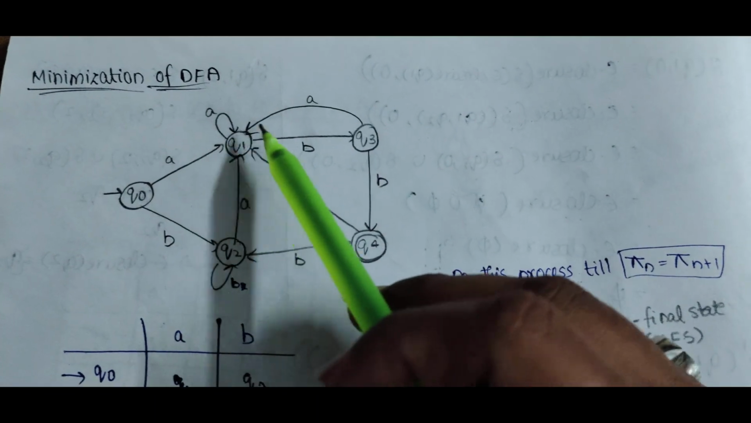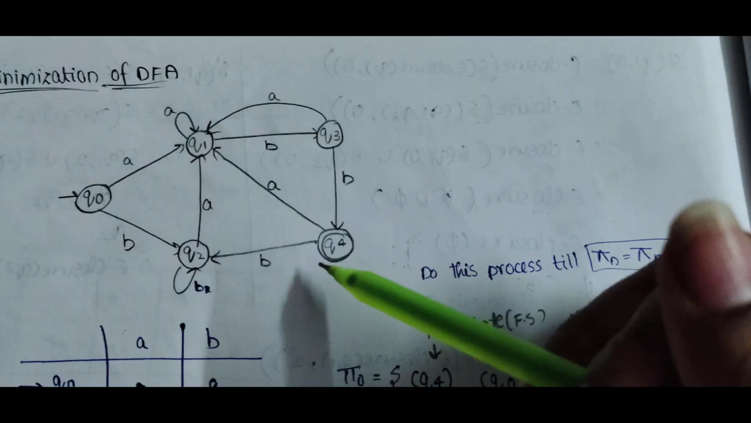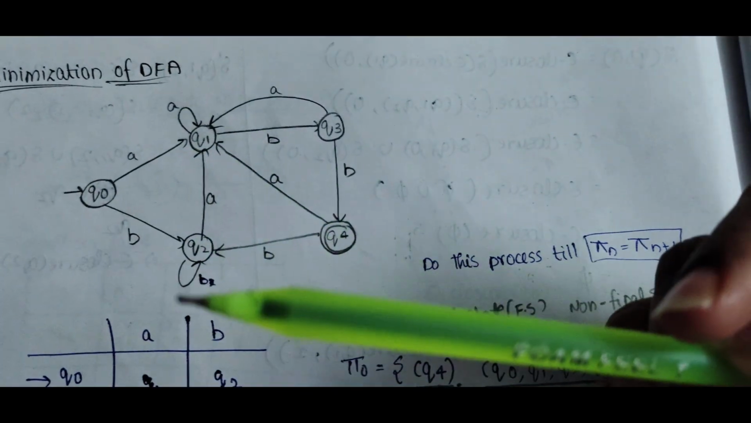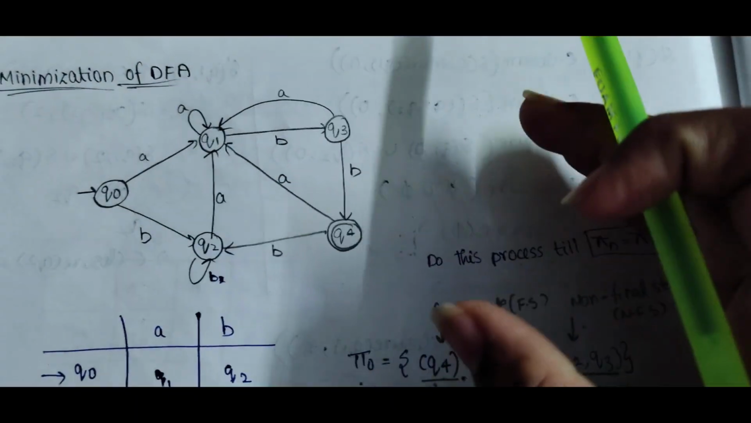Let us discuss the minimization of DFA. Here Q0, Q1, Q2, Q3, Q4 are the states. Q4 is the final state and Q1 is the initial state. A and B are the input alphabets. So we have to minimize the number of states in this.